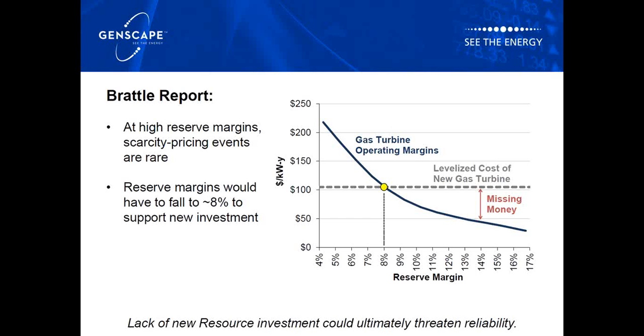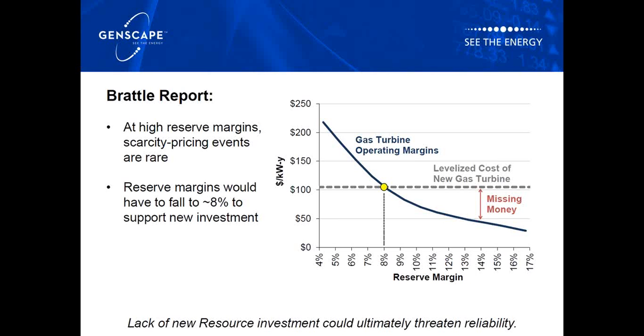As you can see in the graph, the difference between the gas turbine operating margin and the levelized cost of a new gas turbine, when reserves are under 8%, they call that gap the missing money. When they're above, there is no missing money. It's how it should operate. They found that 8% is where they meet, and reserve margins would have to fall to about 8% to support new investments.